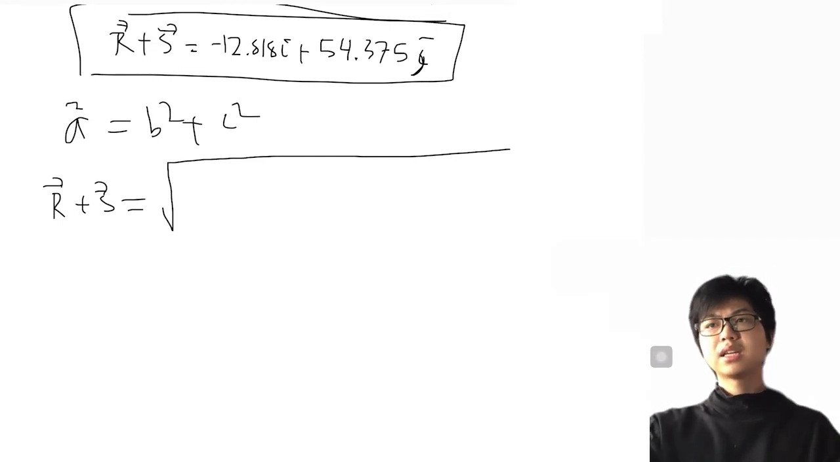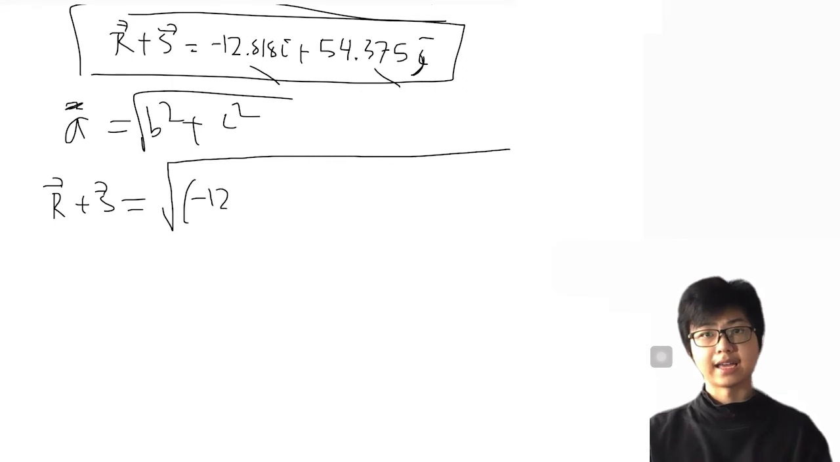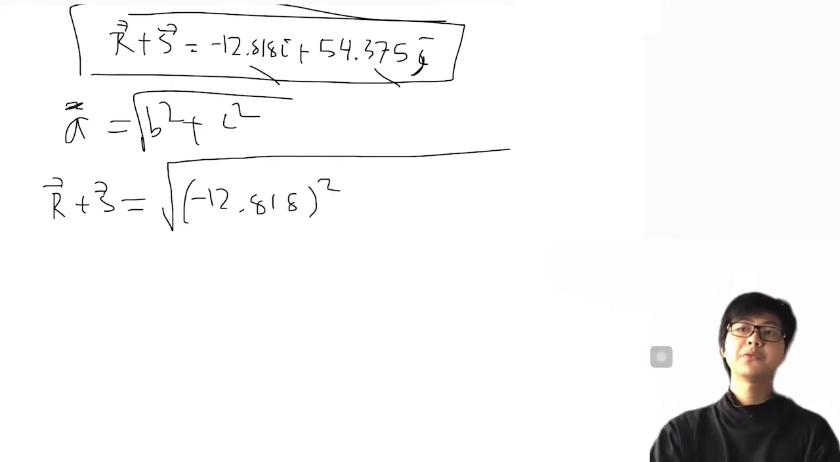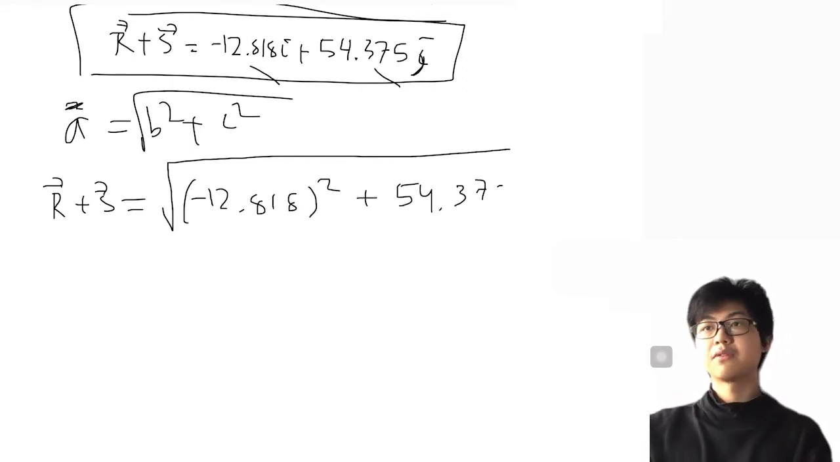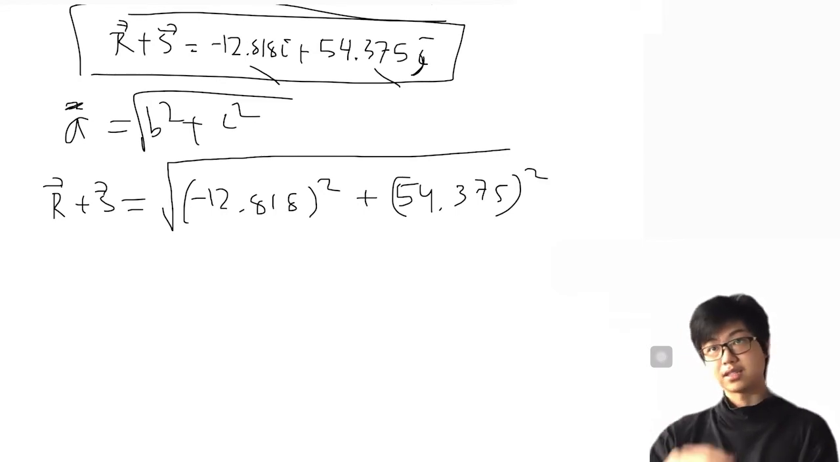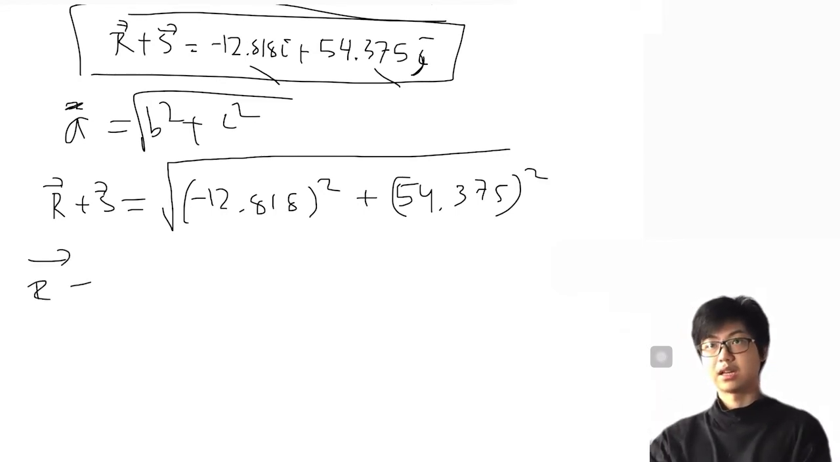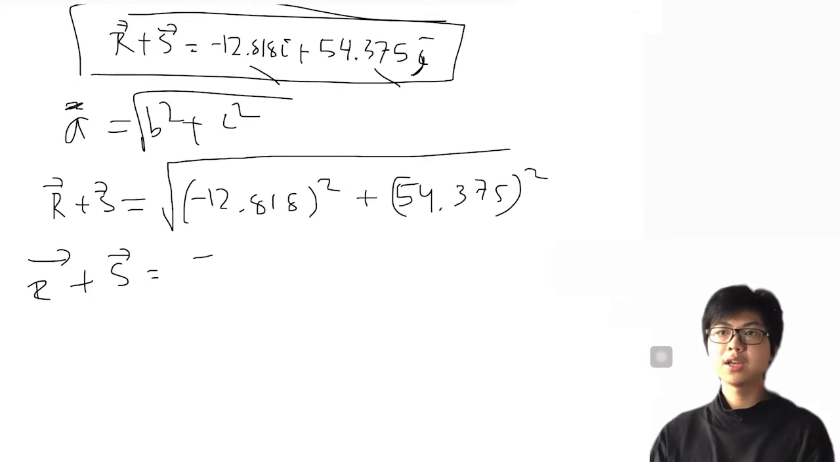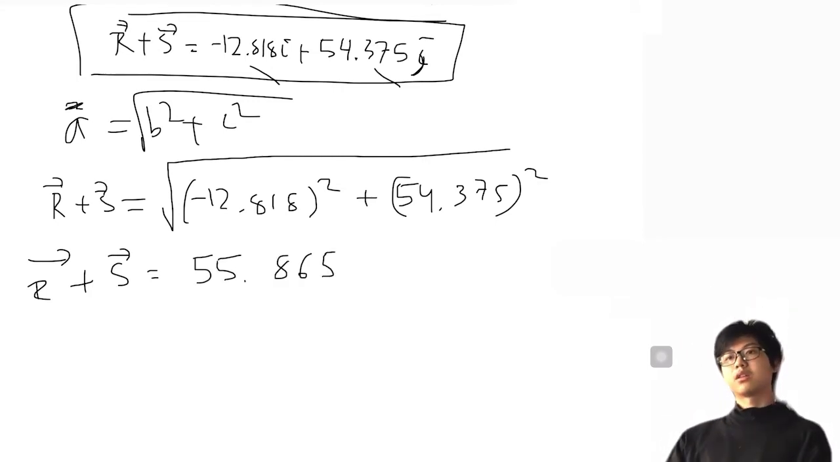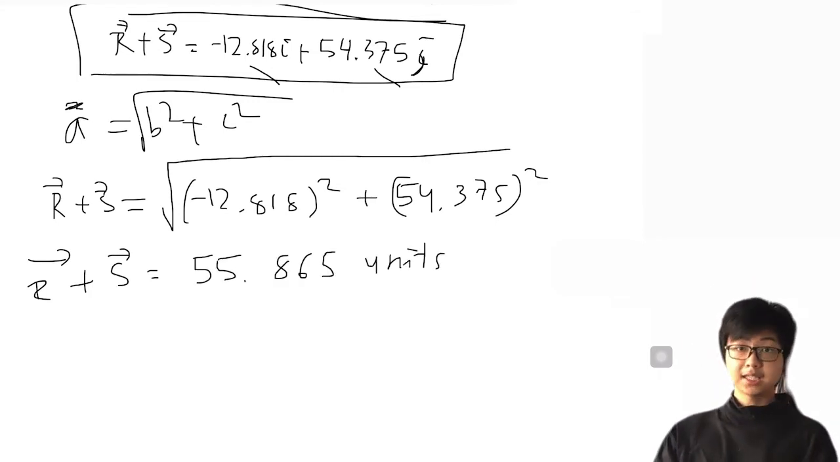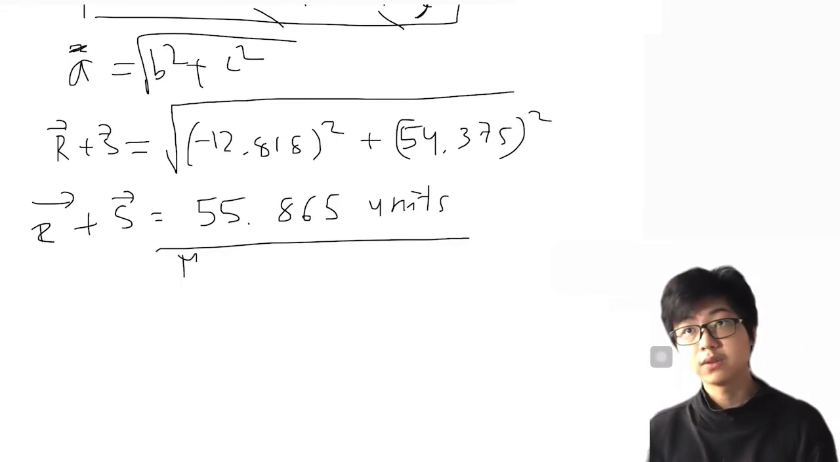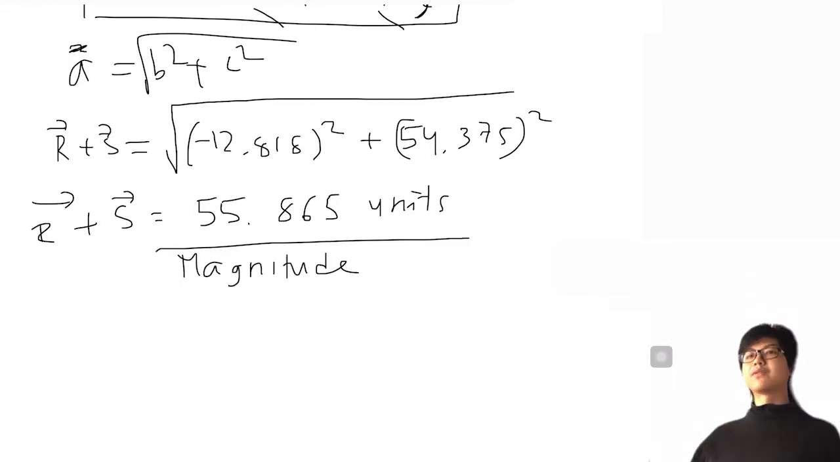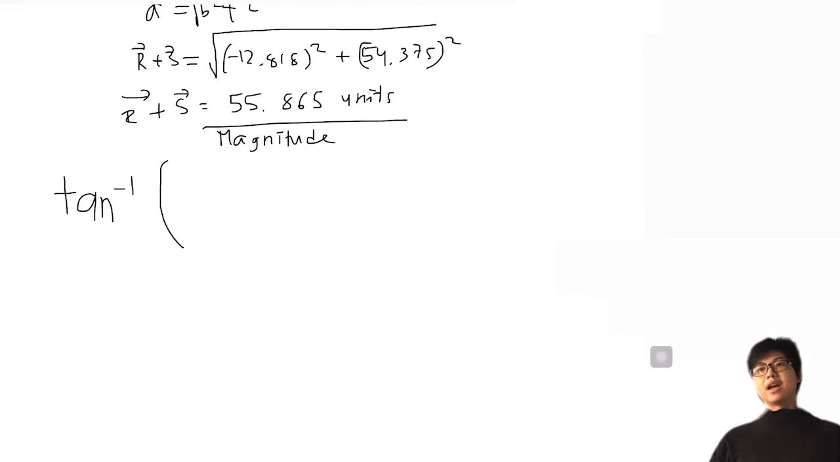It's going to be the square root of negative 12.818 squared plus 54.375 squared, as you can see from the I and J components. And therefore, if you put it in the calculator, you have 55.865 units. And that is how we find the magnitude. Very simple.